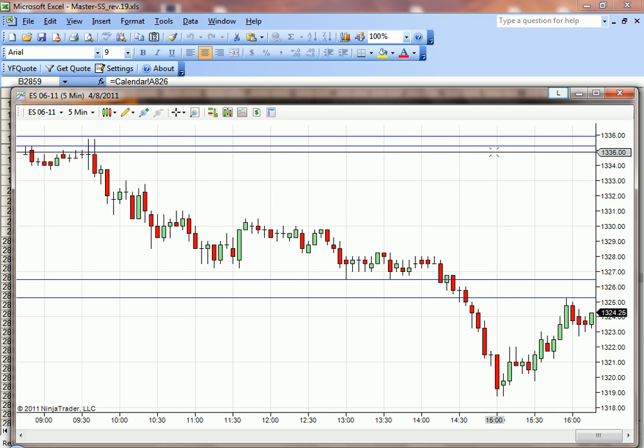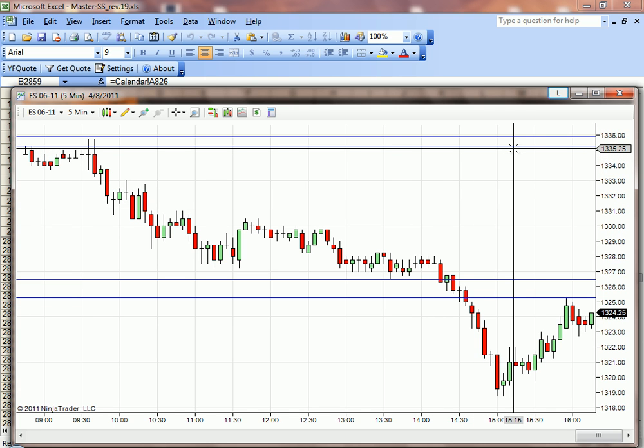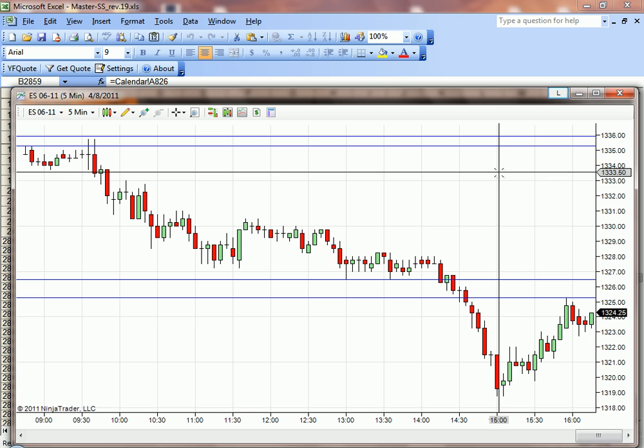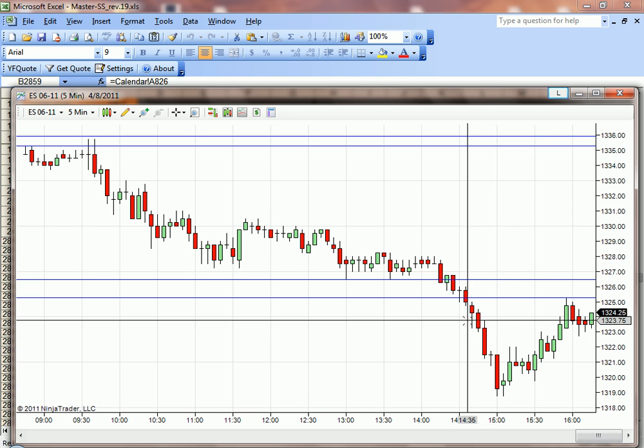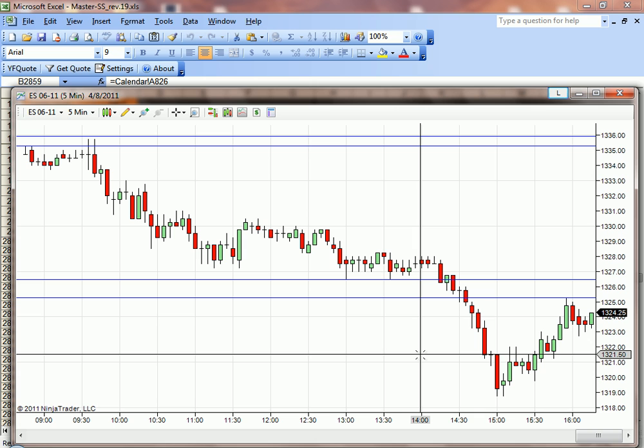Otherwise, one last third attempt to this area, and I'd be very surprised to see that absent some kind of news. So that's our technical look here coming into the week of May 11th.